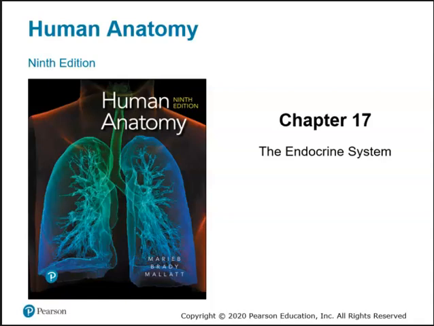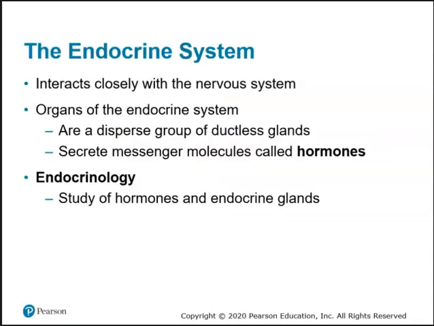This is chapter 17 on the endocrine system. Anything that ends in ology means the study of. Endocrinology is the study of hormones and endocrine glands. We know that the endocrine system interacts closely with the nervous system, especially in helping to maintain homeostasis within our body. We have organs of the endocrine system that are a dispersed group of ductless glands.